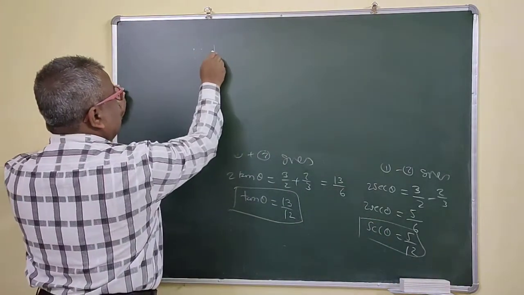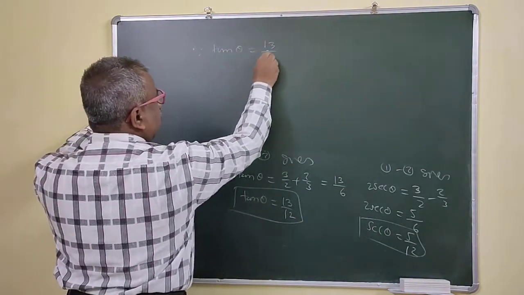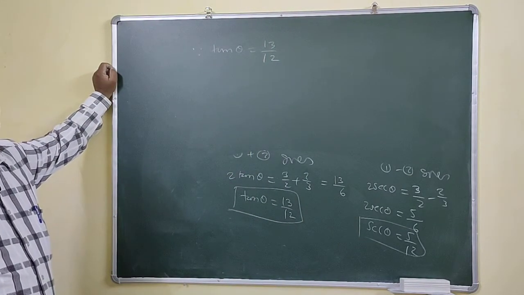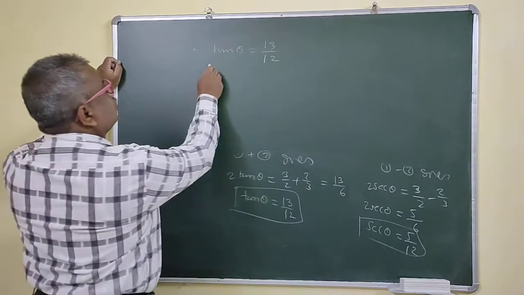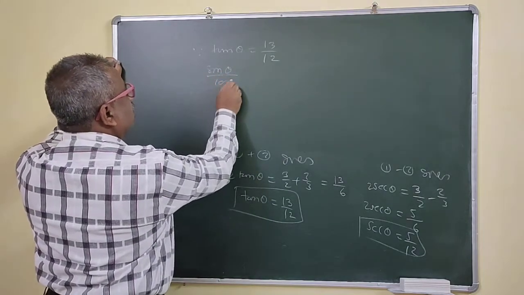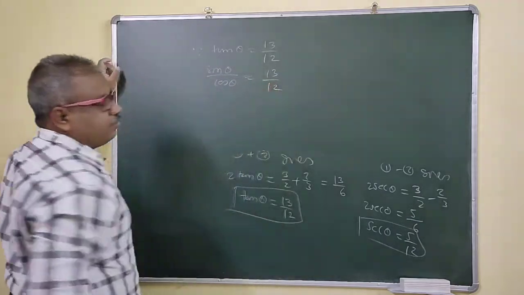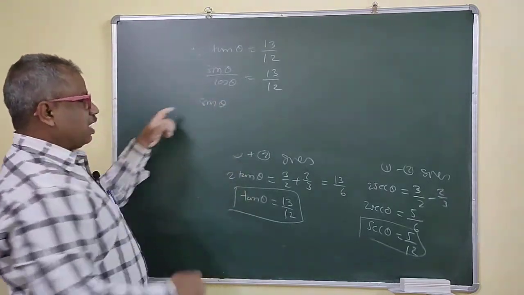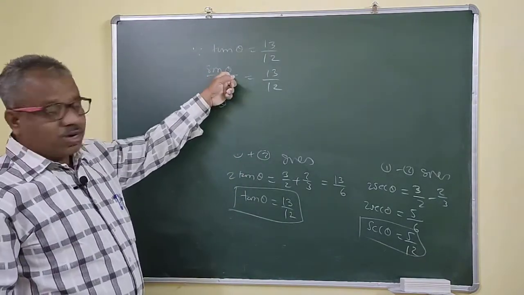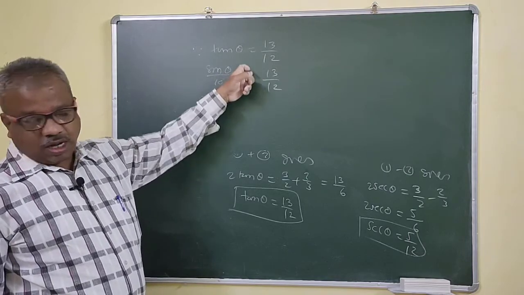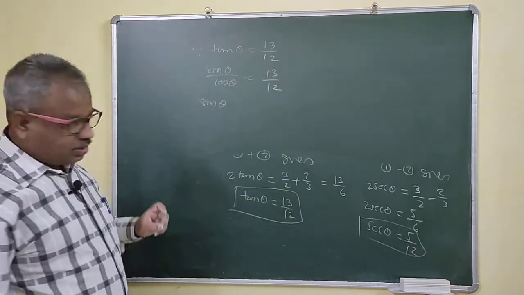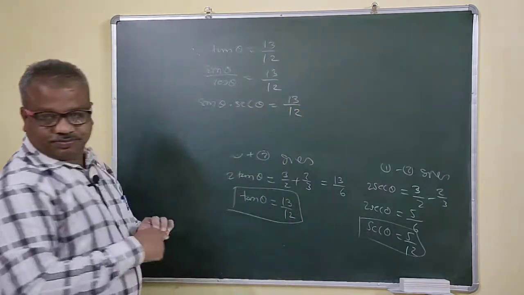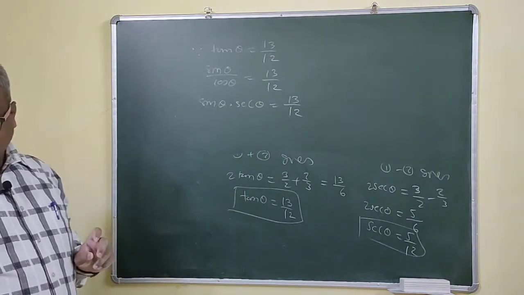Since tan theta is equal to 13 by 12 now, what is tan theta? It is nothing but sin by cos. So sin theta by cos theta is equal to 13 by 12. But what is 1 upon cos theta? Sin theta upon cos theta is nothing but sin theta into 1 upon cos theta, and 1 upon cos theta is nothing but sec theta. So sin theta into sec theta is equal to 13 by 12.